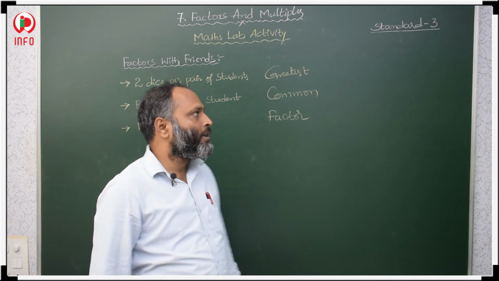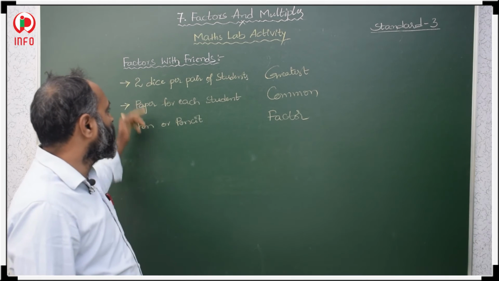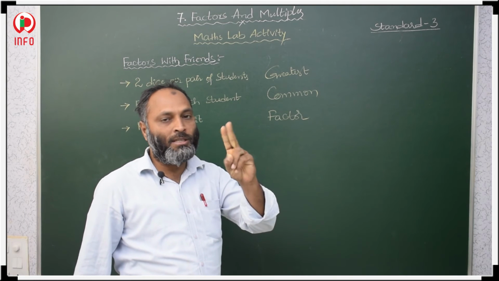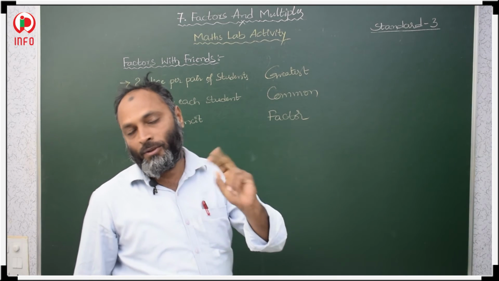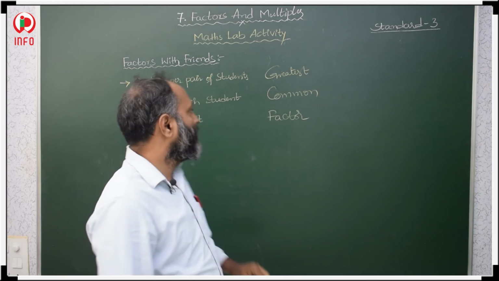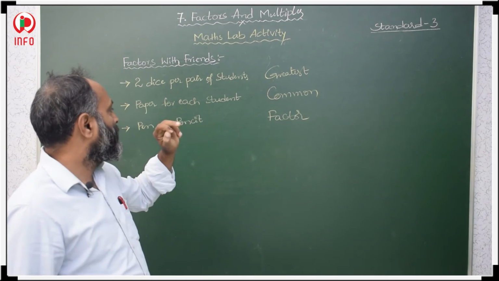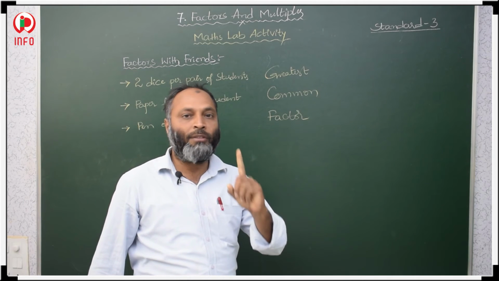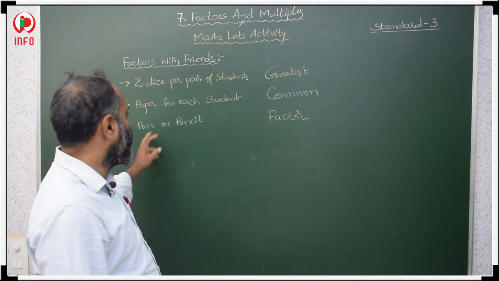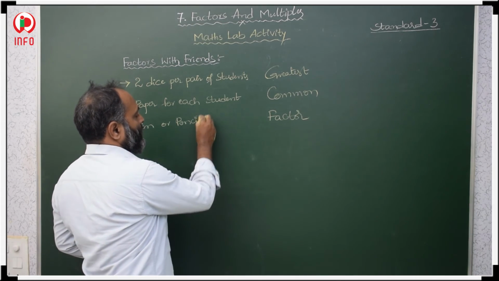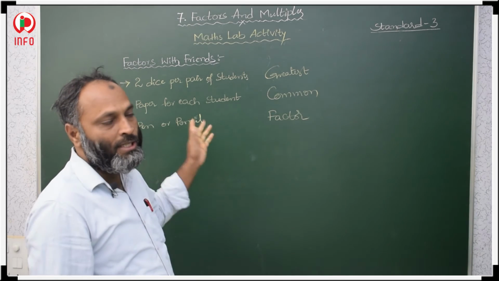For that, what materials do we need? Two dice per pair of students. For two students, we are going to give two dice. Then paper, one paper for each student. And pen or pencil. These materials you need.